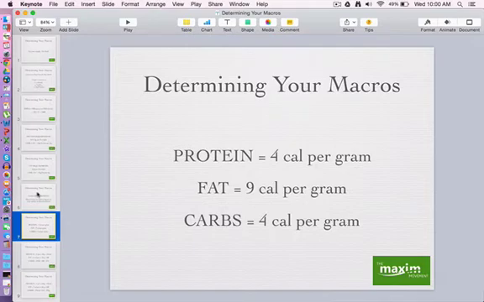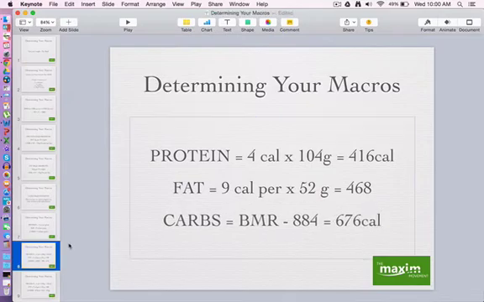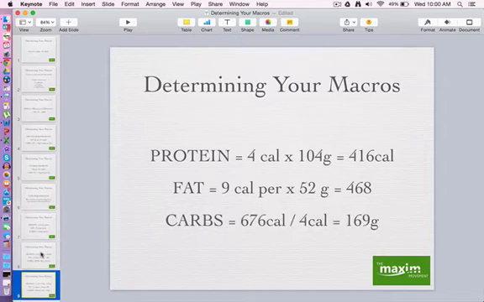So based on these calculations, with your protein, we know there's 104 grams times 4 calories gives us 416 calories. For fat, same thing. And then this is where your basal metabolic rate comes in. The number of calories we want you to get minus what we've already created based on our protein and fat calculations gives us 676 calories in carbs that we should be consuming on a daily basis. And then we divide that by 4 calories, because we know in every gram of carbohydrate there's 4 calories, and that gives us our total number of 169 grams per day.